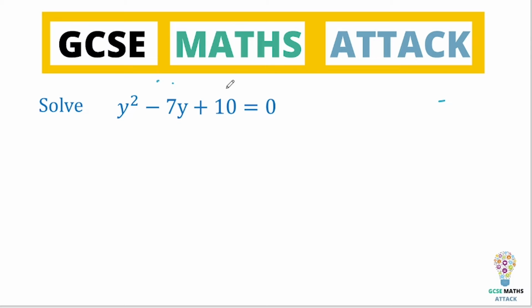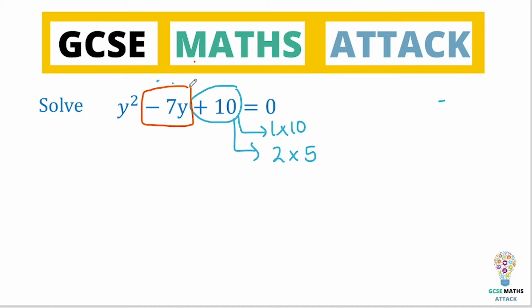Okay, so the first thing I need to do is write down the factors of 10. One of the factors of 10 will be 1 times 10, and the other will be 2 times 5. Now I need to think which one of these pairs would add and subtract to give me negative 7y. If I add and subtract 10, that gives me nothing near minus 7. If I add and subtract 2 and 5, that can give me minus 7y.